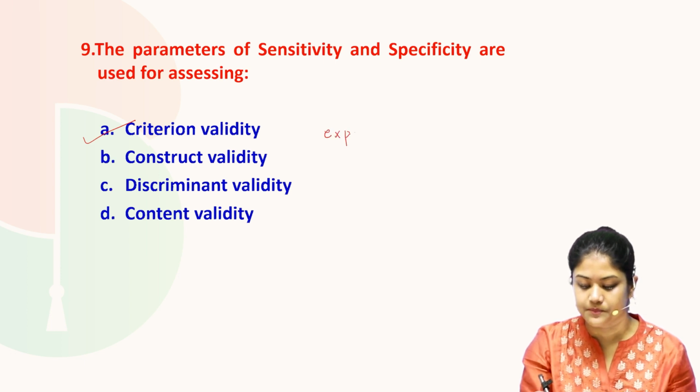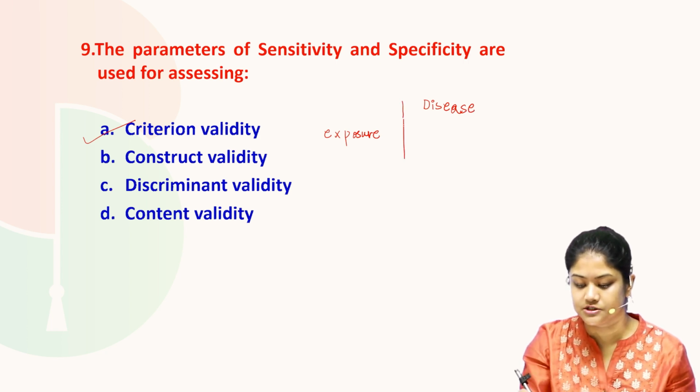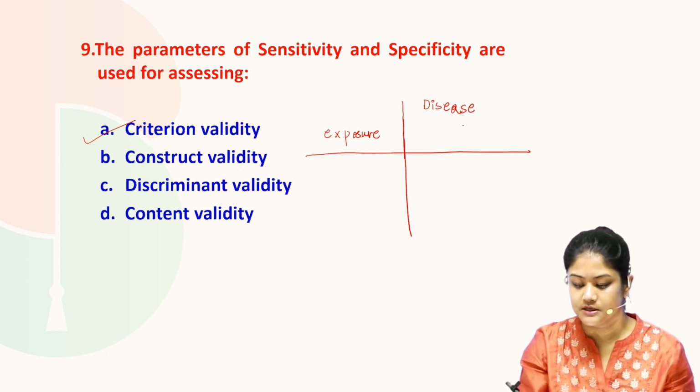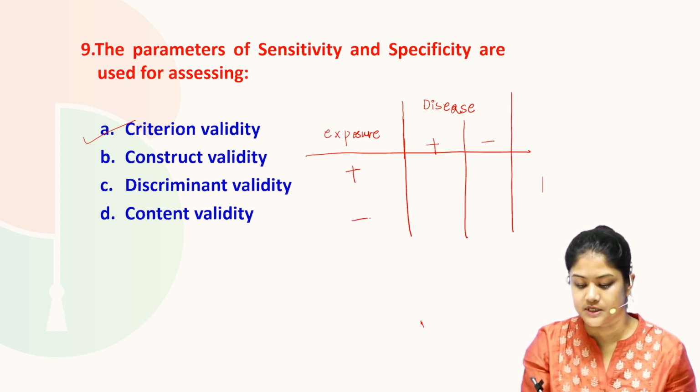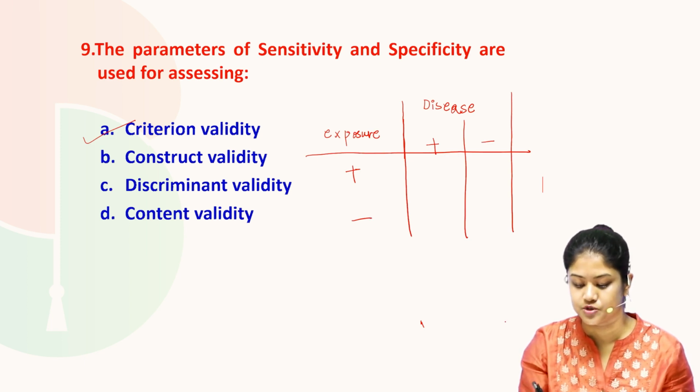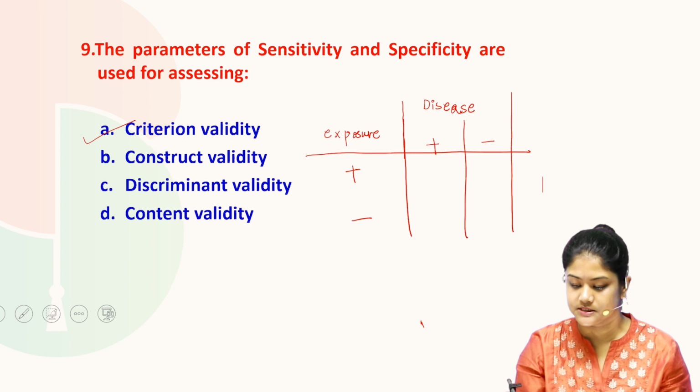Suppose we have exposure and disease. So we can construct a table like this. Again, here we have exposure present and exposure absent, disease present and disease absent. So this is true positive, this is false positive, this is false negative, this is true negative.